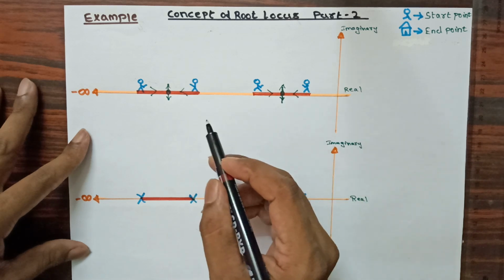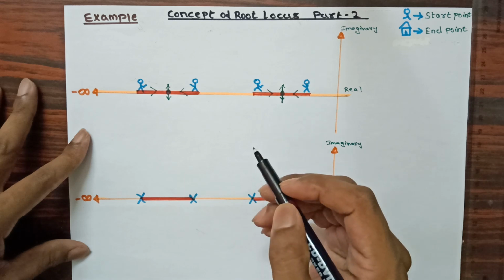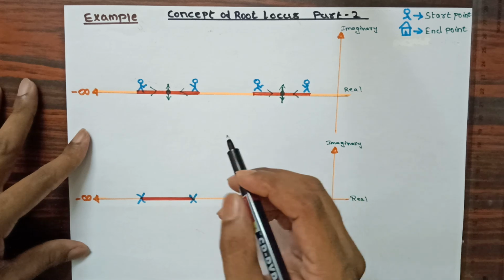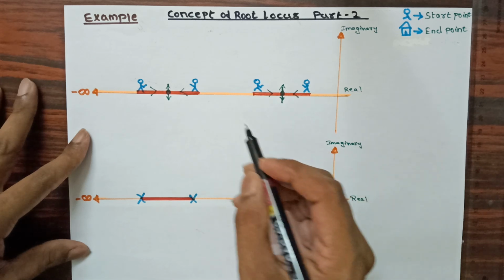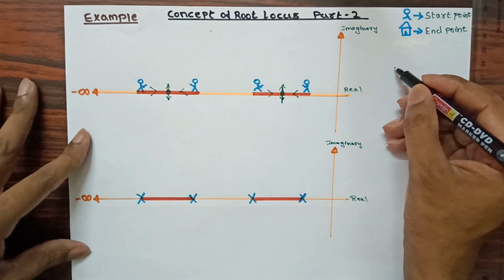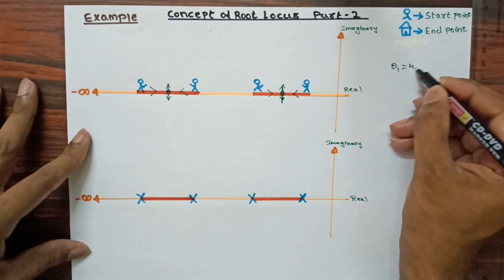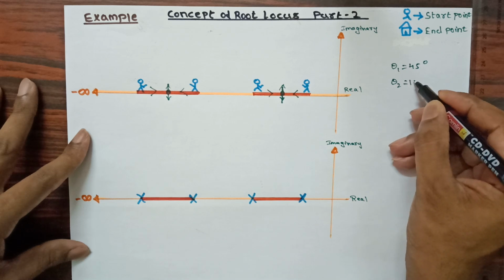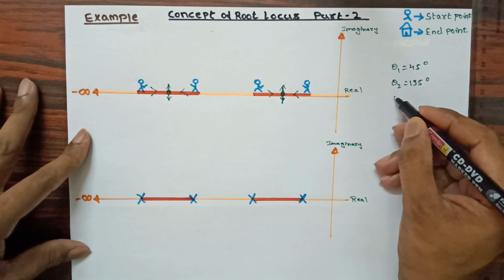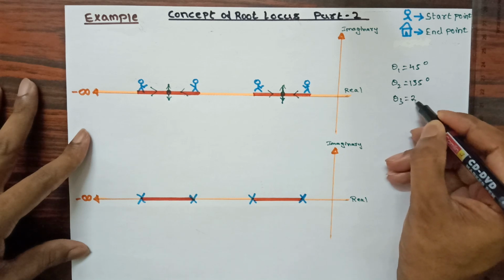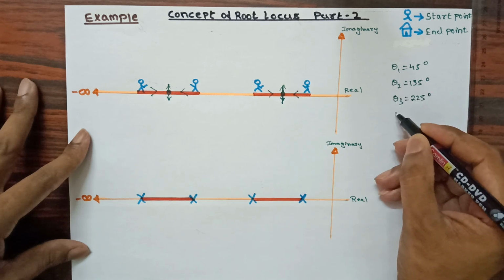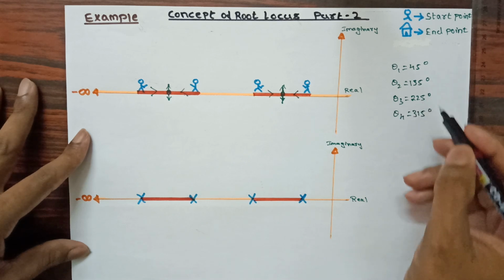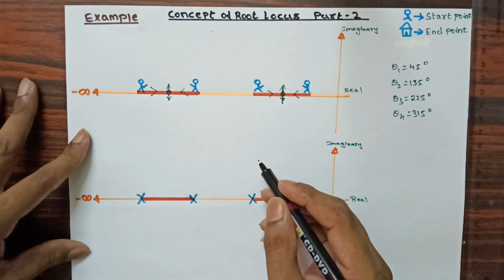Now all these 4 persons need to move towards an infinite destination, but with a certain angle which is to be provided. To provide an angle when 4 persons are there, I will be providing angles like this. Theta 1 I will provide as 45 degrees, theta 2 as 135 degrees, theta 3 as 225 degrees, and theta 4 as 315 degrees. These are the 4 angles I am now providing for these 4 persons.